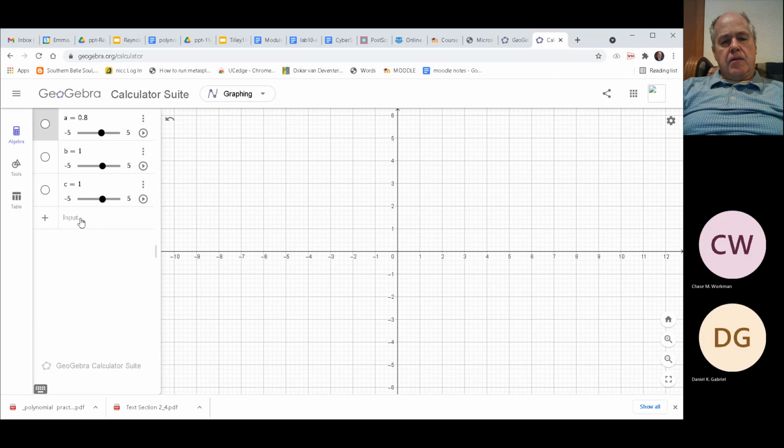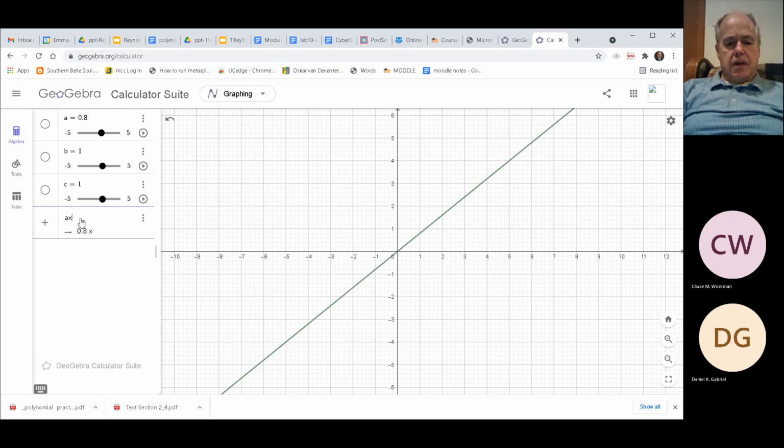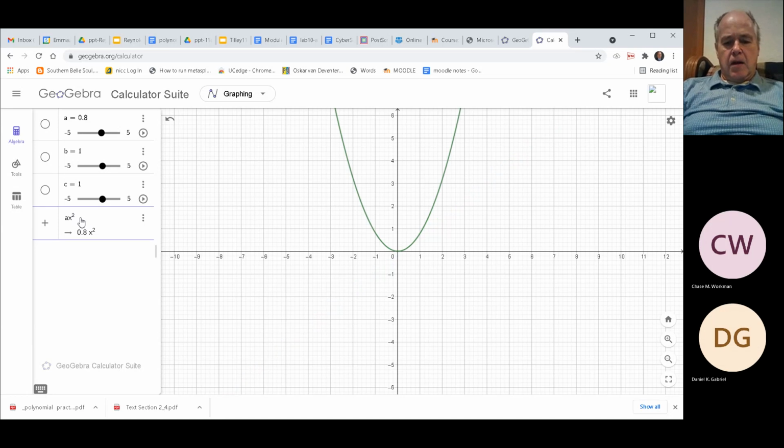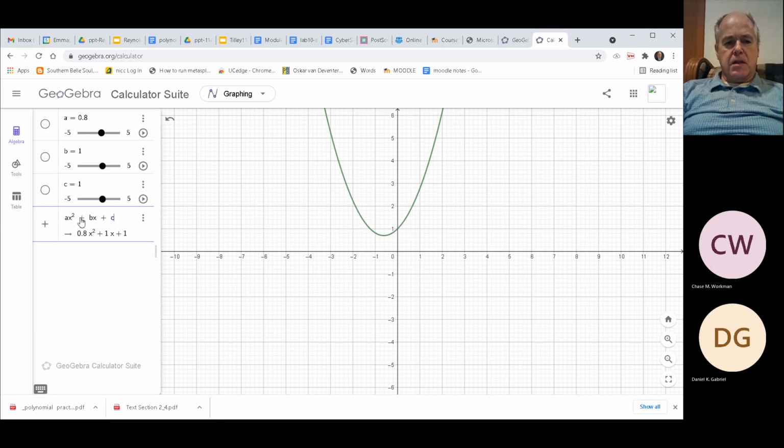And we're going to write the formula for a polynomial that looks like this: a times x squared plus b times x plus c. And I can manually come over here and adjust the a variable that's multiplying x squared.